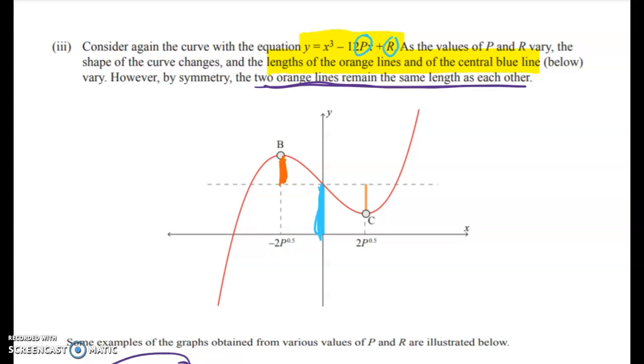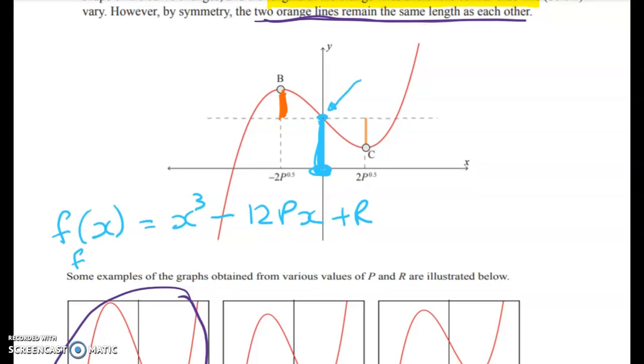So coming back to here, let's see what the length of the blue line is first. Well, the blue line goes from here up to here. This point here is simply the y-intercept. So at this point, I think it's useful to write this, instead of y equals, as f of x equals. We know that we can find the y-intercept by substituting in x equals 0. So f of 0 is just equal to r. That means that the blue line has length r.